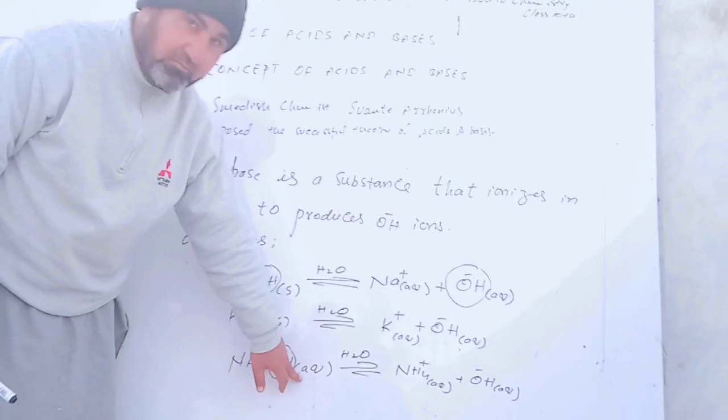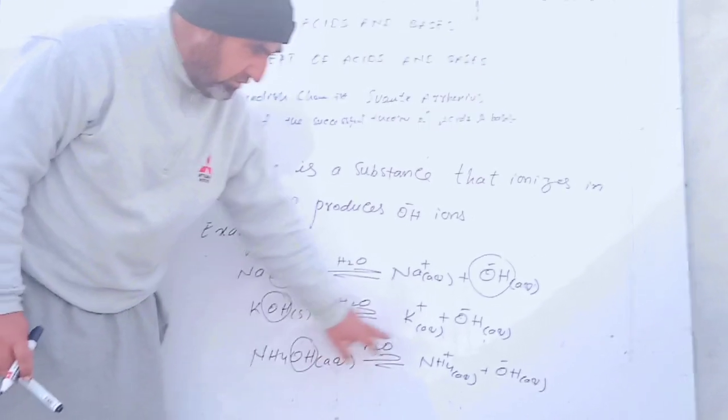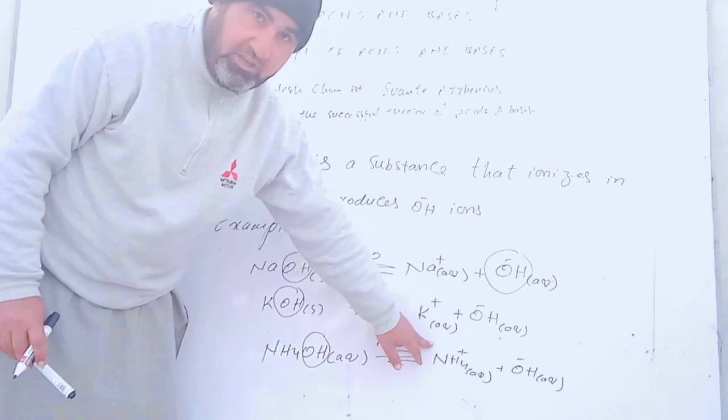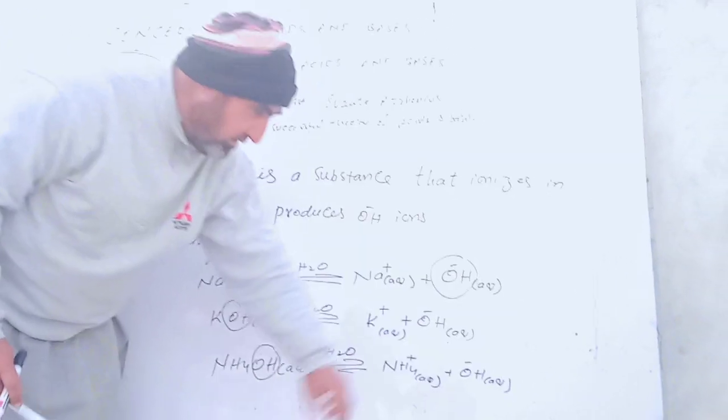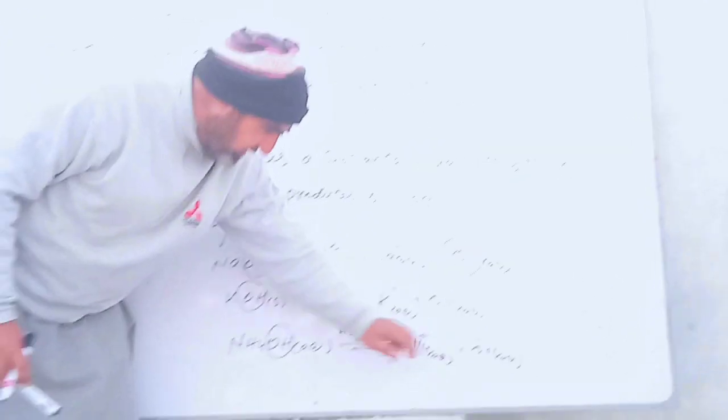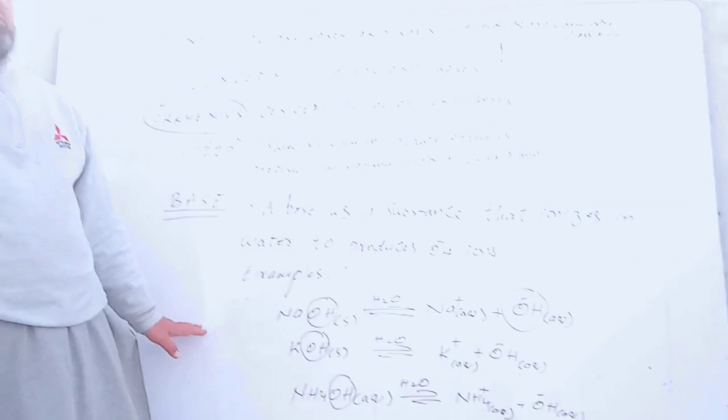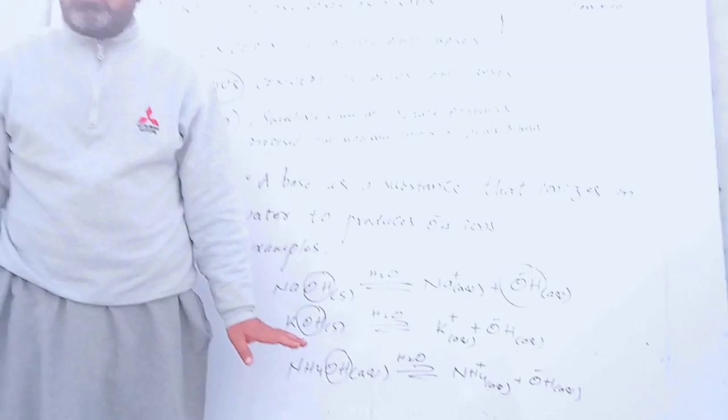The third one is the ammonium hydroxide, which is in aqueous form, dissolved in water to give ammonium plus and hydroxyl. And this hydroxyl again shows that this is a base. So this is all about the bases.